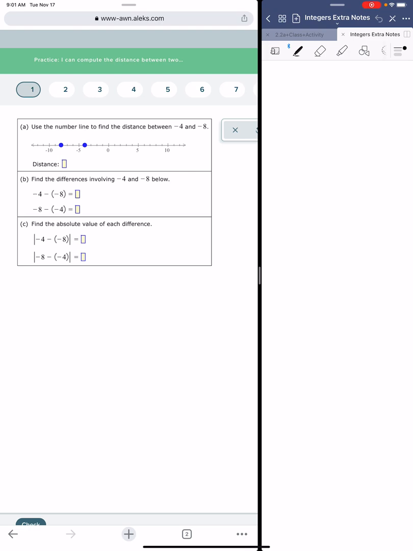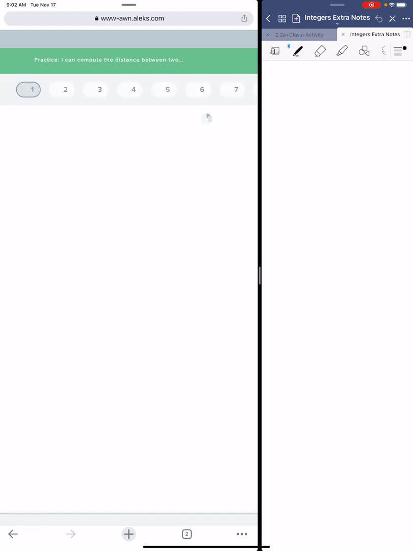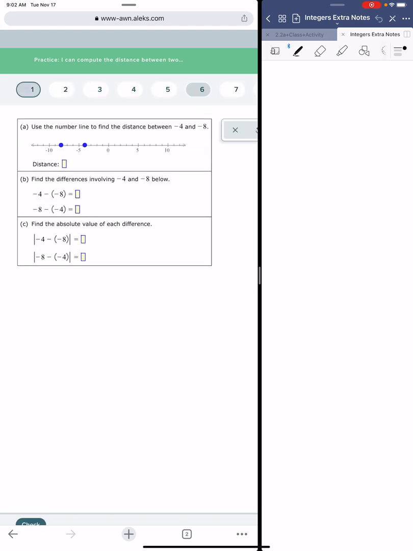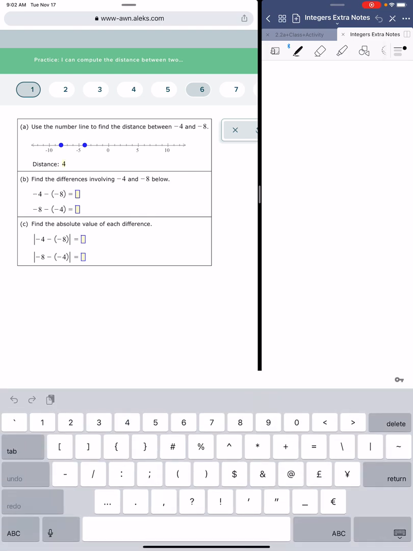So the first question says, use the number line to find the distance between -4 and -8. So that's pretty simple, right? They've plotted -4 and -8 for us, and we're just gonna count how far away they are. So there's 1, 2, 3, 4. There's 4 spaces between them. Remember, when we're dealing with distance, it can't be negative, so it's just gonna be 4.